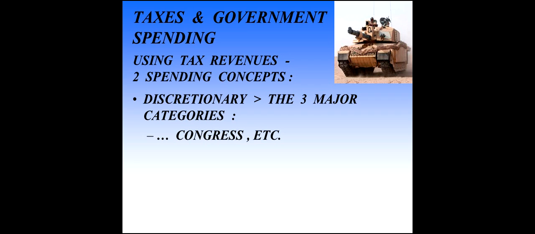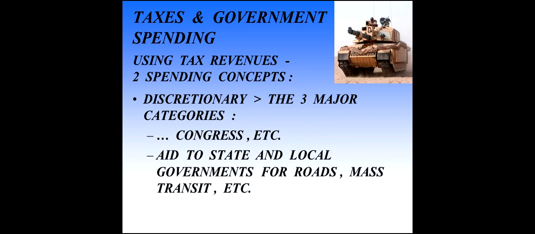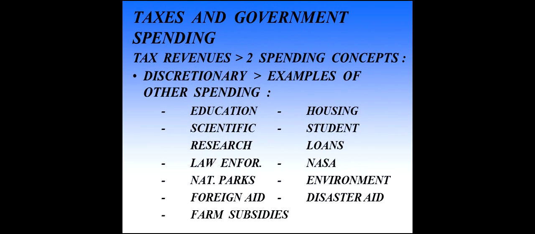The third category of discretionary spending is the aid that the federal government provides to state and local governments for specific items like building interstate highways or some state highways, roads, mass transit systems, and the like. And outside of the three categories that I just covered with regard to discretionary spending, here are some other examples of discretionary spending, which I'm sure makes sense to you, and you've probably heard about spending that occurs in a number of these areas.